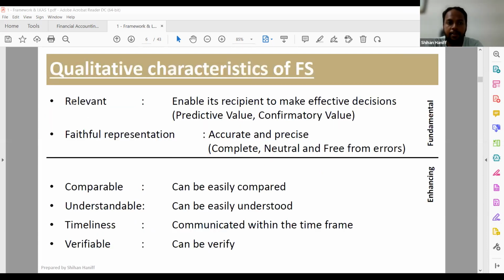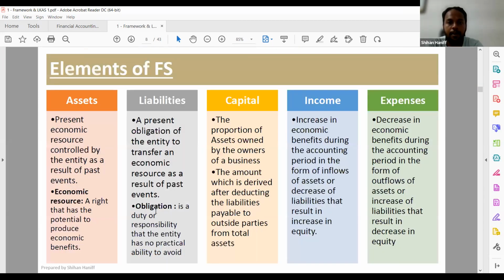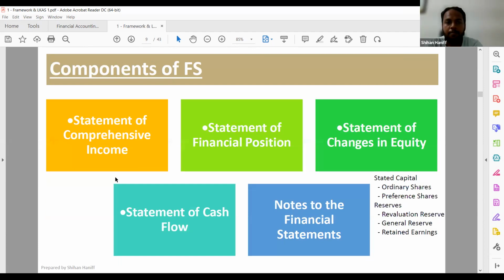Then qualitative characteristics, already we did. Relevant, faithful representation, comparable, understandable, timeliness, verifiable. 2 fundamental, and 4 enhancing. Elements of financial statements, that is also I did. Assets, liabilities, capital, income, expenses. That is why I took this chapter also into introduction part. So we can cover up this. Components.